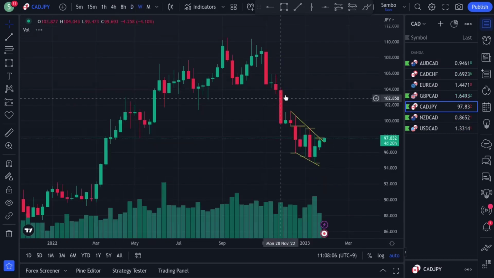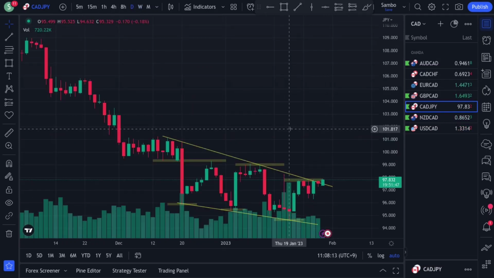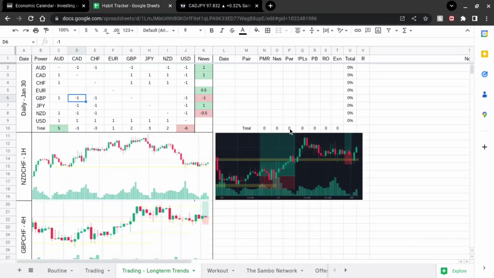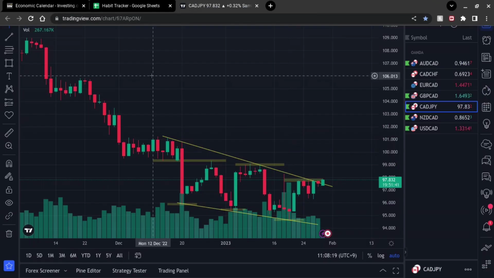And if we see the weekly, same thing here, right? So we could see these guys come in and push it lower. So I would mark this as still weak for CAD, strong for yen, right? So CAD weak, yen is strong. There we go.